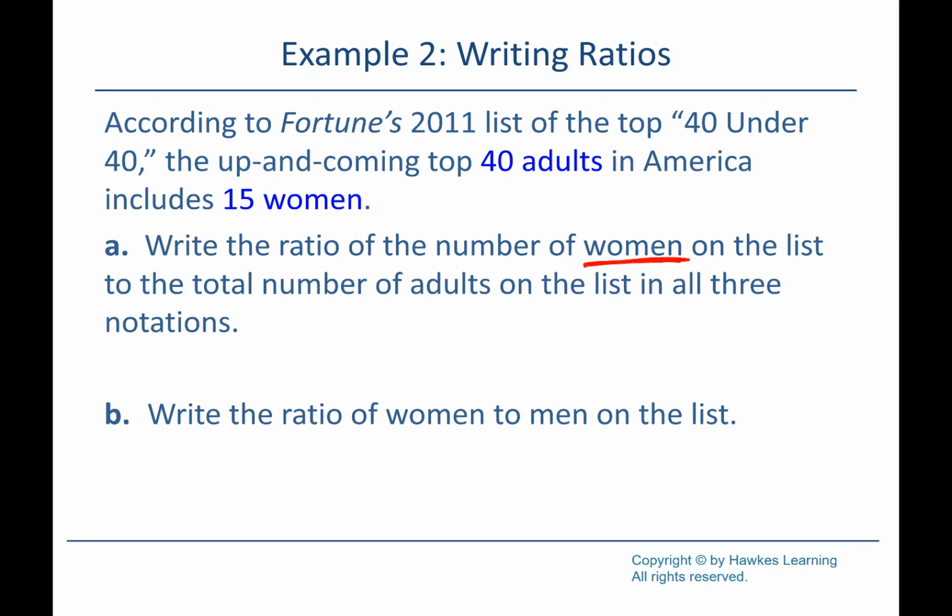So in this one, we want the ratio of women to adults. So we've got 15 women out of 40 adults. 15 out of 40. And it doesn't tell us to put it in lowest terms, so we're okay. We could simplify, but we'll just leave that one since it doesn't make us simplify. Okay, so that's one notation. Other one we could say 15 to 40, or we could say 15:40.